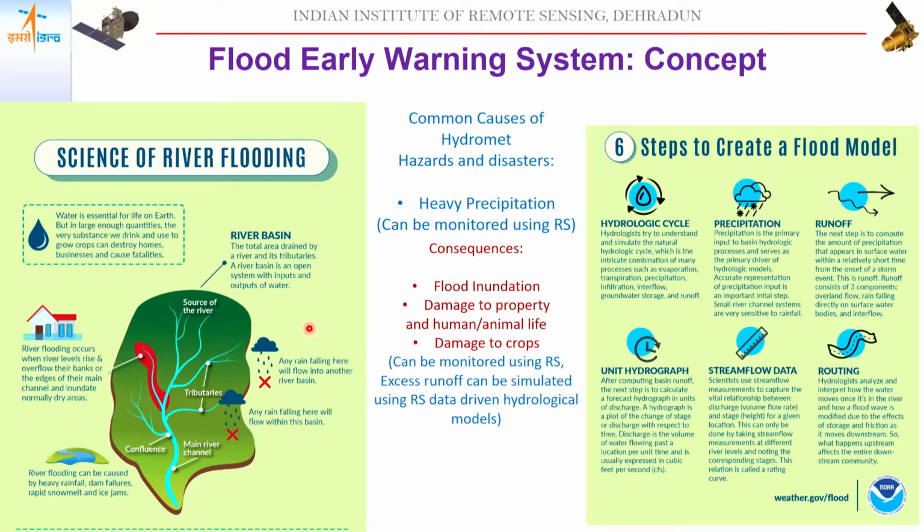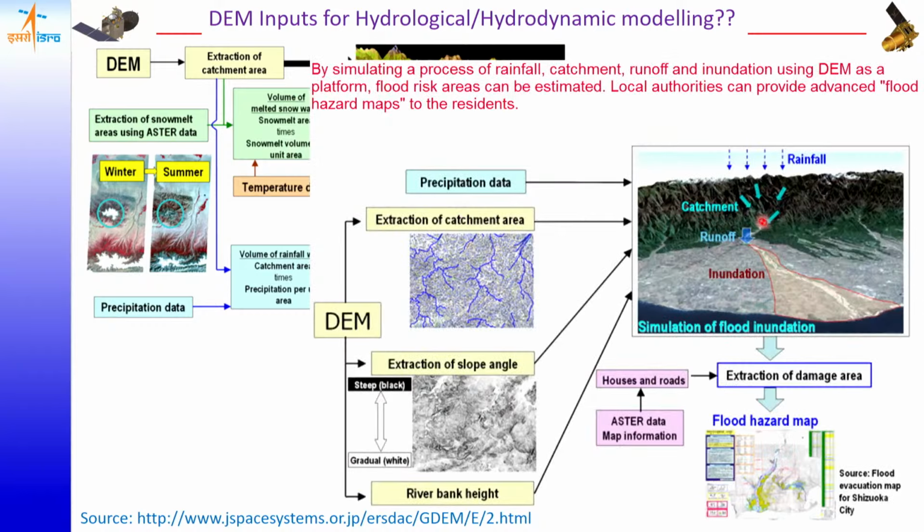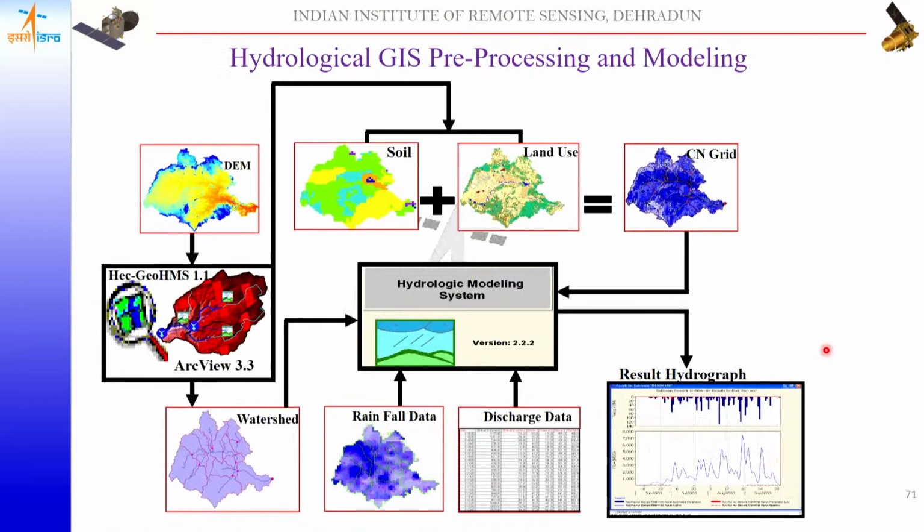This is one of the examples of a flood early warning system, where we simulate the hydrological cycle to get the runoff, and then convert that, using the unit hydrograph, into the actual streamflow at each point through the routing system. And we use this rainfall-runoff model with a digital elevation model to generate the inundation scenario.